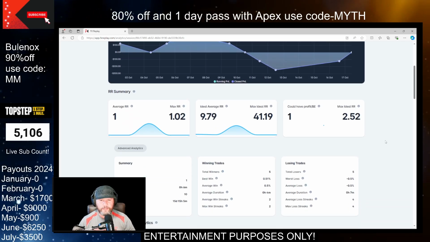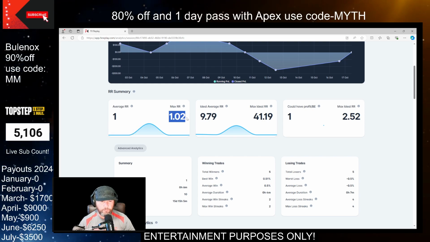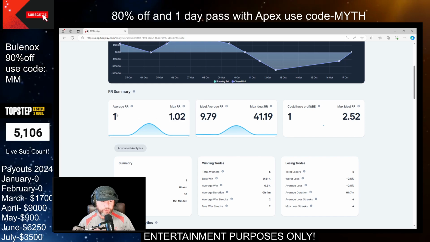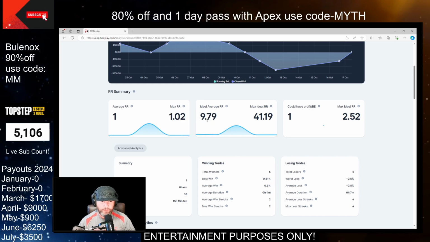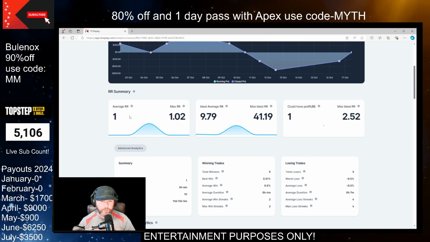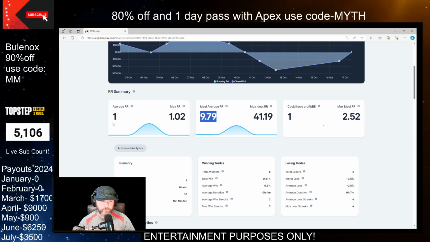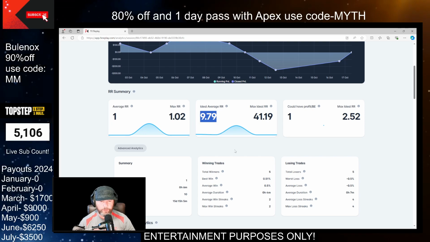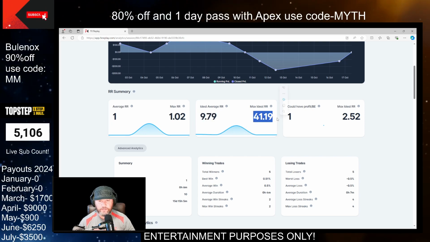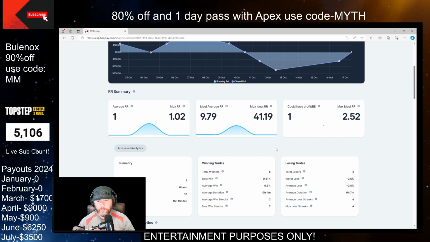But let's go down here and look at this. These are the numbers we really want to see. This is the max R on our trades, the winner. So 1-to-1, we know that. The ideal R. So that means that we could have gotten a 1-to-10 R on our trades. Instead, we took an average of 1-to-1. The max R would have been 41.